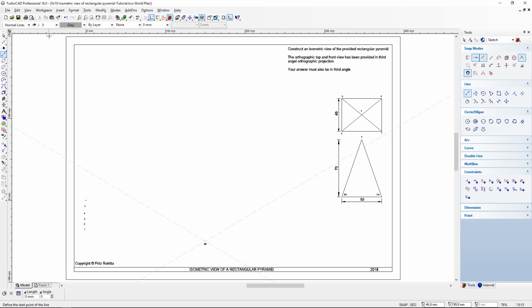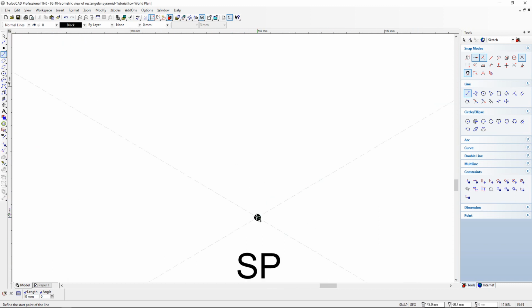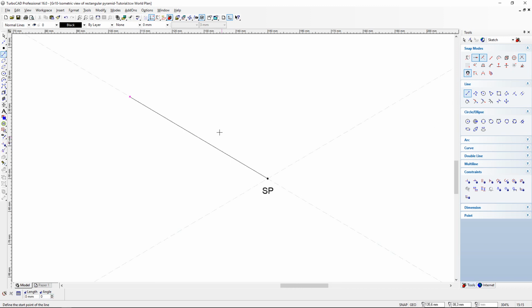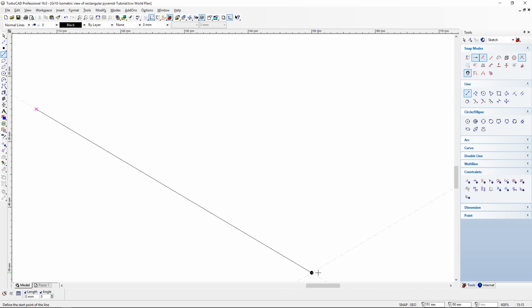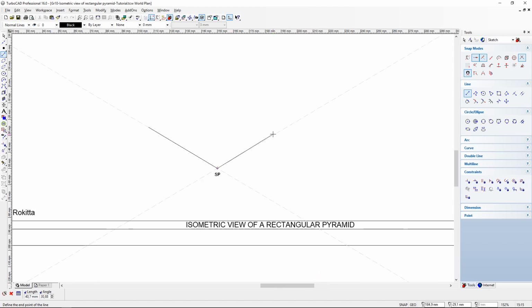I'm going to start by drawing a solid line from the starting point to the left at an angle of 30 degrees and with a length of 50 millimeters, because the length of my front view is 50 millimeters for the rectangular pyramid. Then I have to draw the right depth of the right view, which will be 40 millimeters from the starting point, and I'm going to measure 40 millimeters at an angle of 30 degrees to the right.